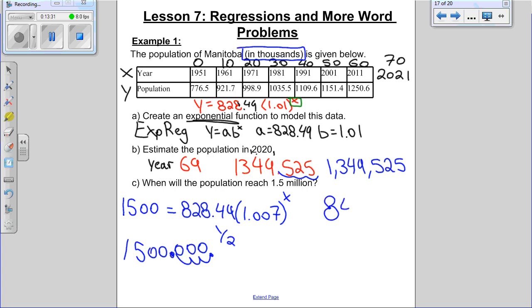So you need to add 84 to 1951. 1951 plus 84 is 2035. That would be the year that you had 1.5 billion people in Manitoba.